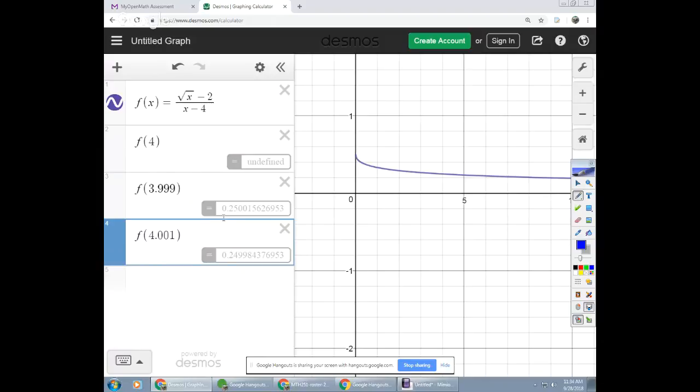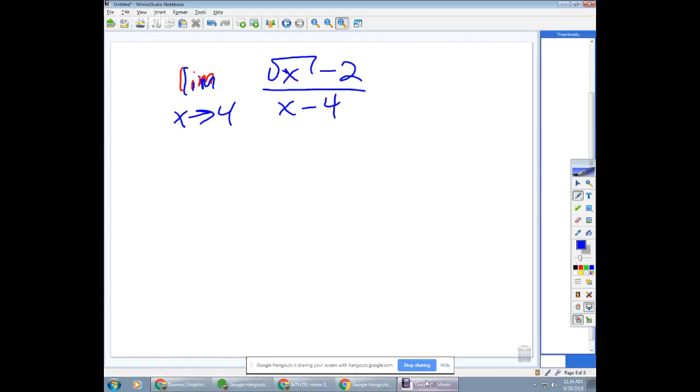Okay. 0.25002, 0.24998. Right in the middle is 0.25. So I think to fill that hole, I just need to plot the point (4, 1/4), or 0.25, and there I filled in the hole. So that must be the limit. So we think this limit here is 0.25.